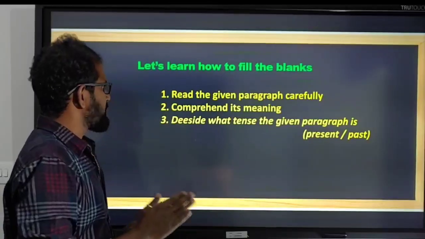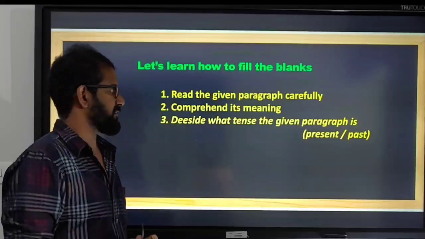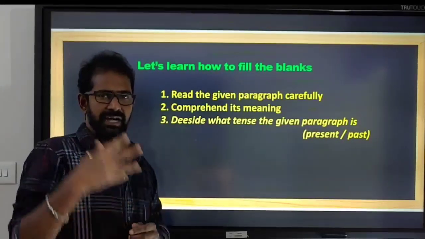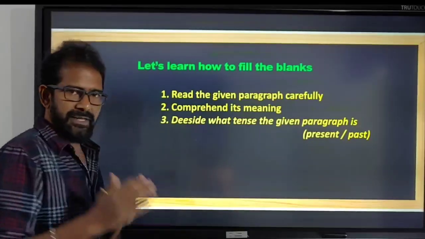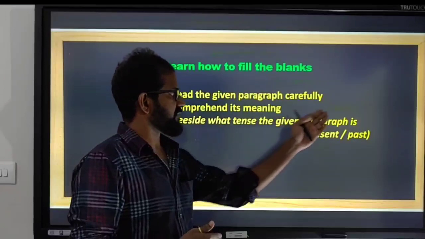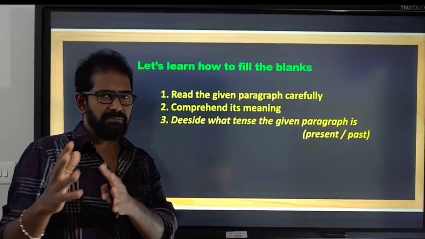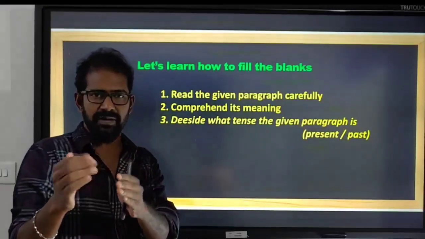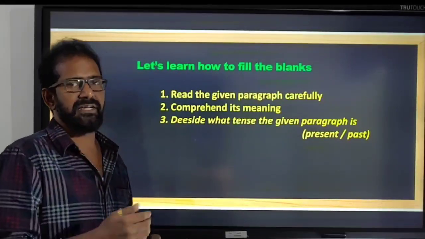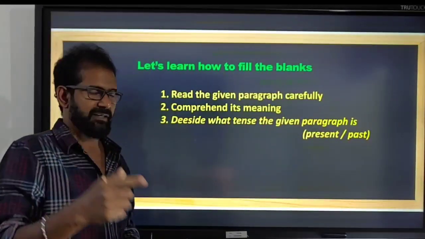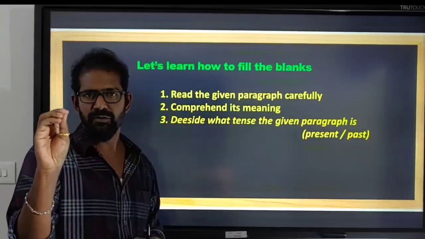First thing is, read the given paragraph carefully. Next, comprehend its meaning. Understand its meaning first. Then decide what tense the given paragraph is. We need to decide whether the paragraph given is in present tense or past tense. We have only 2 tenses, present tense or past tense. First, read the paragraph carefully and understand it, and next we need to know whether the given paragraph is in present tense or past tense.